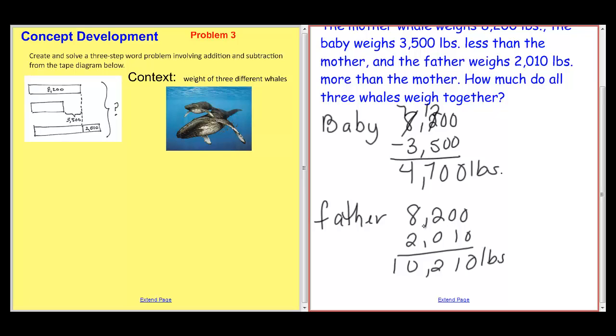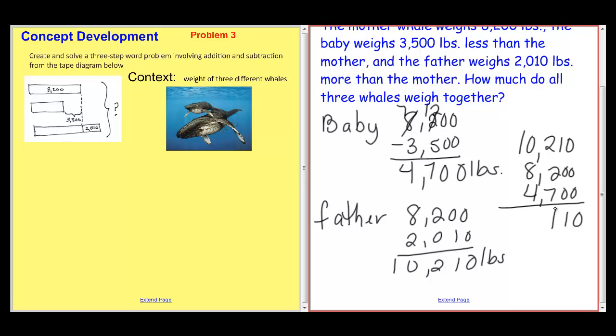10,210 pounds. So if I want to know how much this is altogether, I'm going to have to add all three of these numbers together. So I'm going to start with the father, the mother, and then the baby. I'm going to add all these together. These numbers are pretty small, so it works out pretty easily.